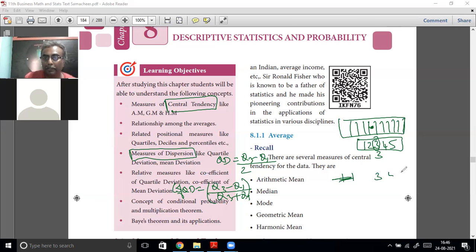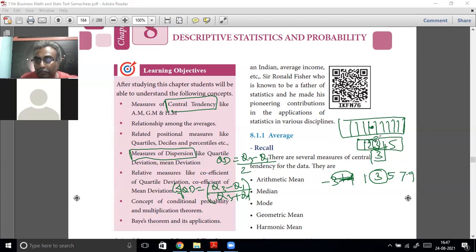3, 5, 7, 9. 1, minus 1, minus 3. Okay. Minus 1, minus 3, 1, 3, 5, 7, 9. Here also the median is 3. 3 only. Okay. Median is the measure of central tendency, but this is very close together.